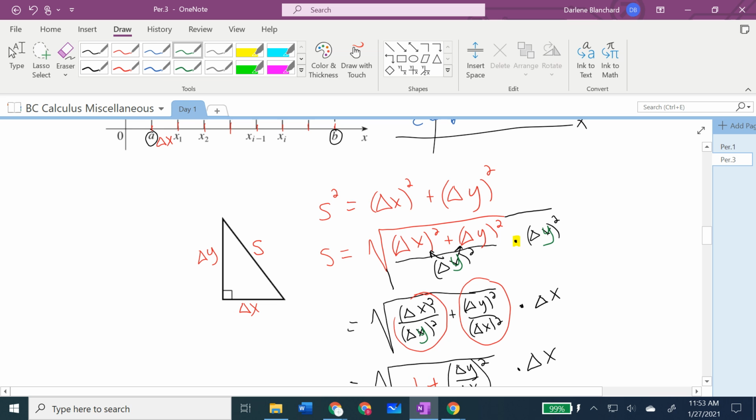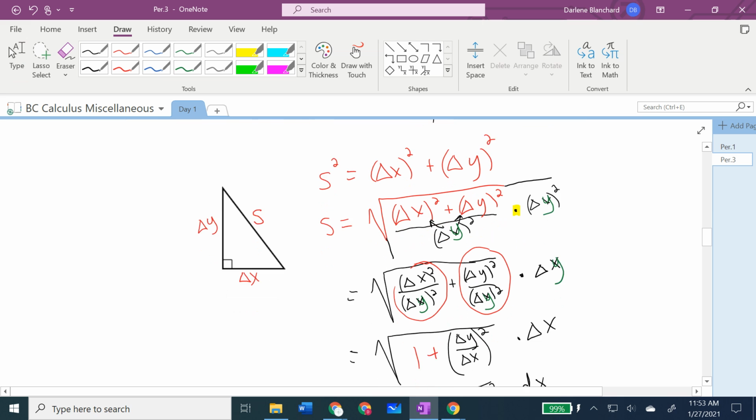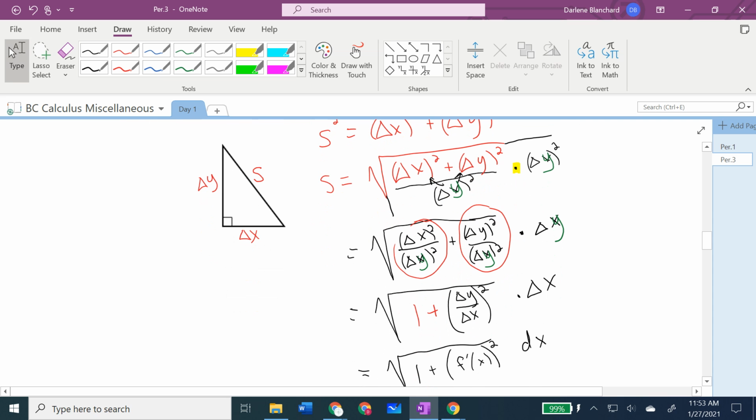And let's look at what that does to the formula. So in the formula, we end up getting the square root of (dx/dy) squared plus 1, times the delta y, which we would then integrate from y equals c to y equals d.